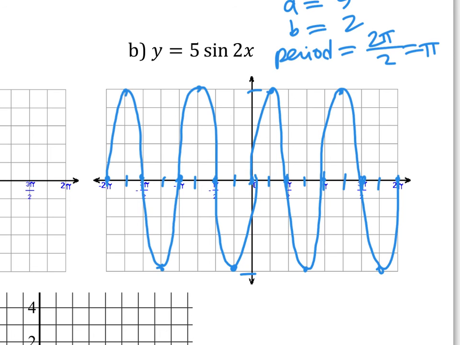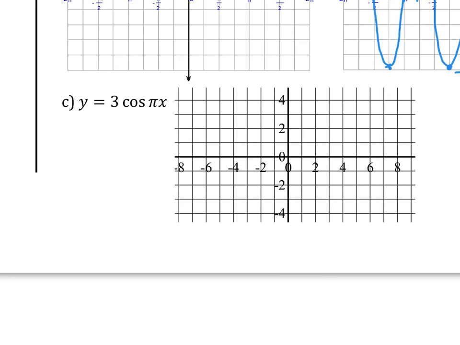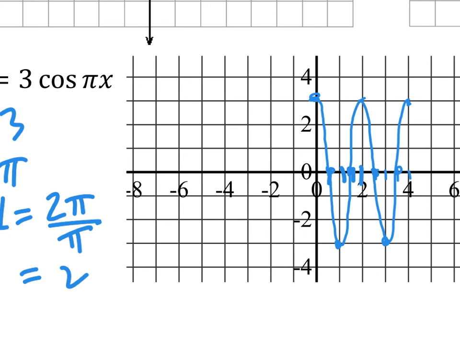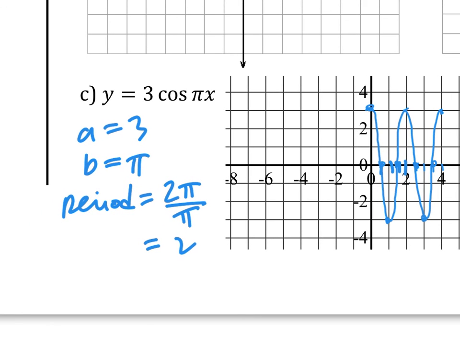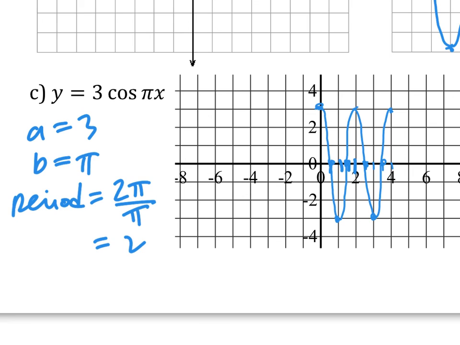All right, let's try another one. This one's a little bit different. 3 cosine pi x. Pause the video, give this a try. Okay, so I only drew 2 periods of it, but here's how you do it. So the amplitude is 3, b is pi, which means period is 2 pi over pi. Well, what does that mean? Well, this 2 means 2 radians. Okay, and then we just do the same as before with the cosine graph.